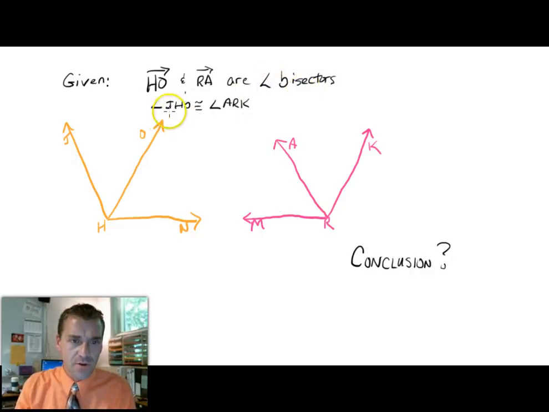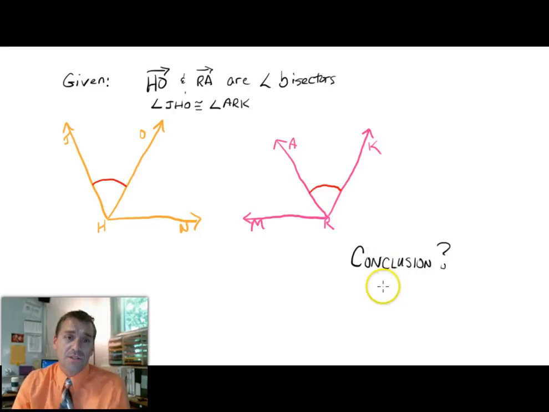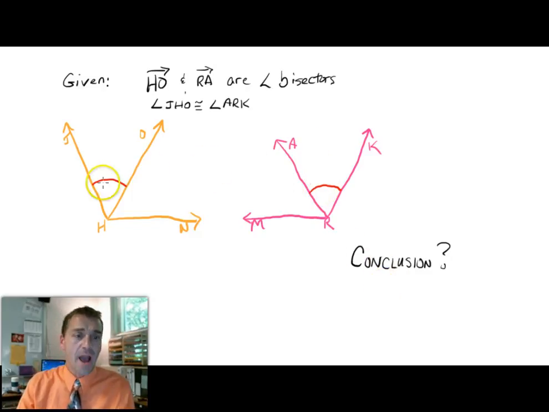And notice here I also have given angle JHO is congruent to angle ARK. So the question is, what could my conclusion be? Well, it's the same argument. If I have these two angles right here that are congruent, let's say that this is 50. If that angle is 50 degrees, that means JHO has to be 50 degrees because the two angles were given to me to be congruent.